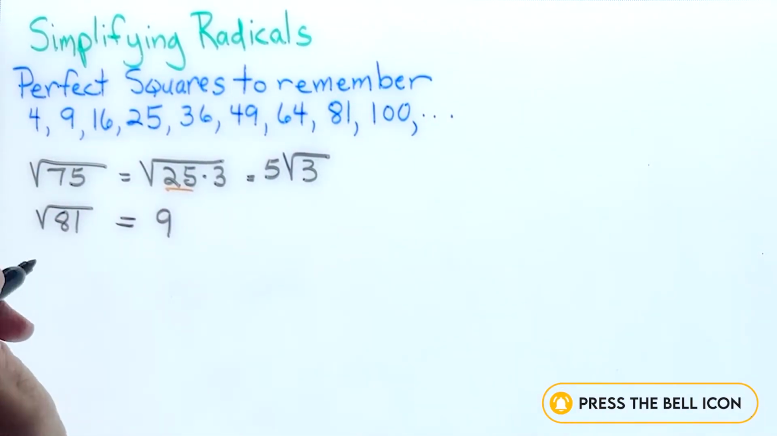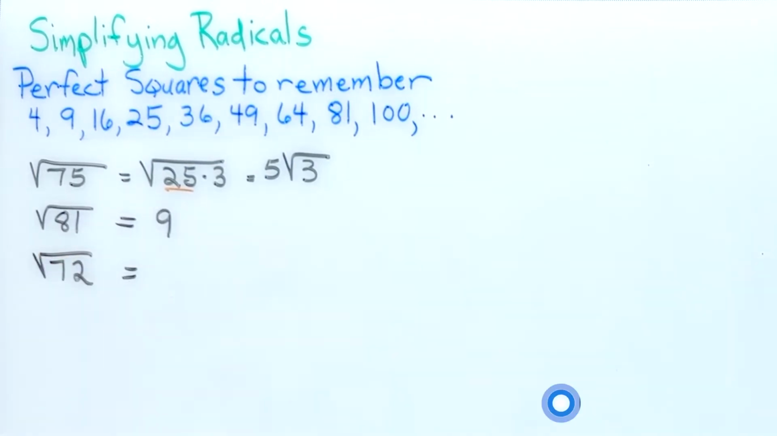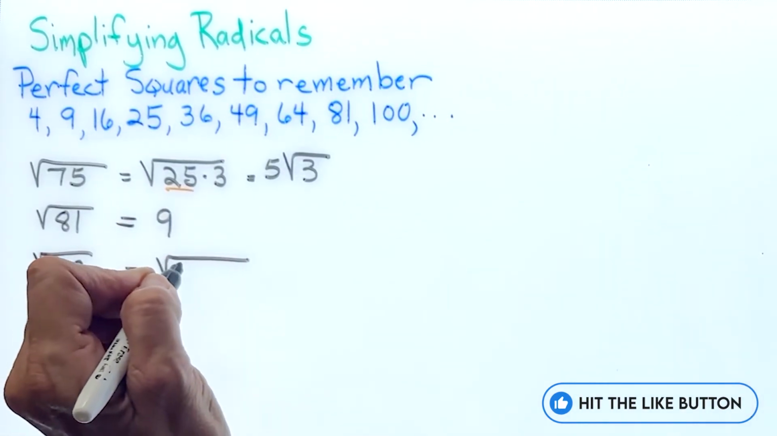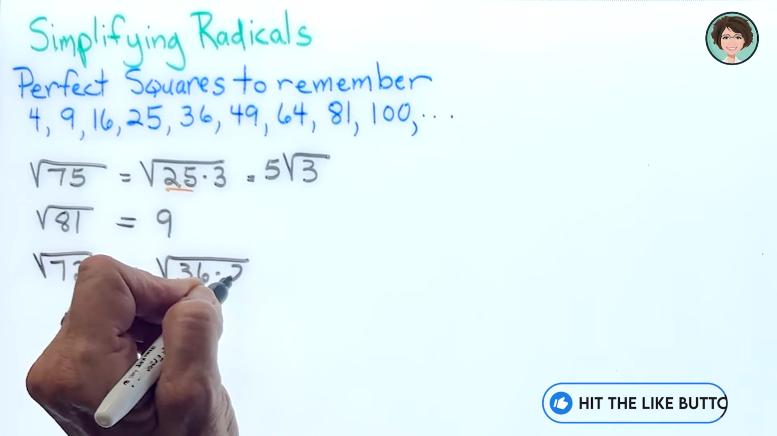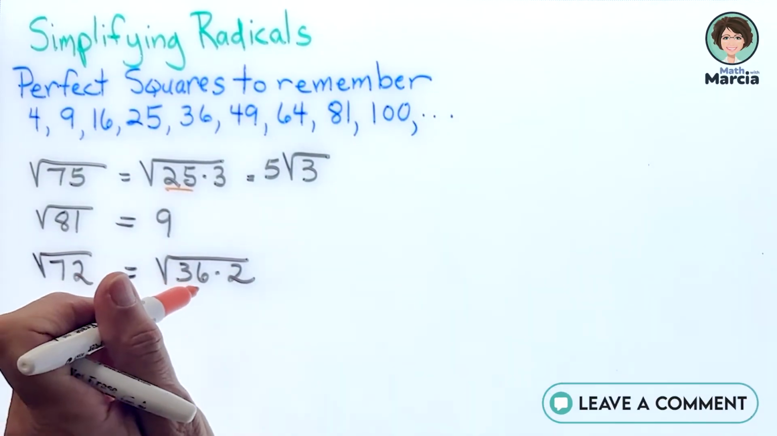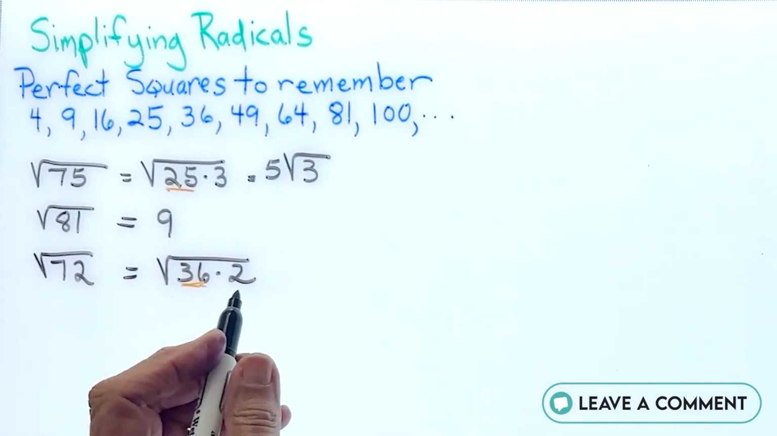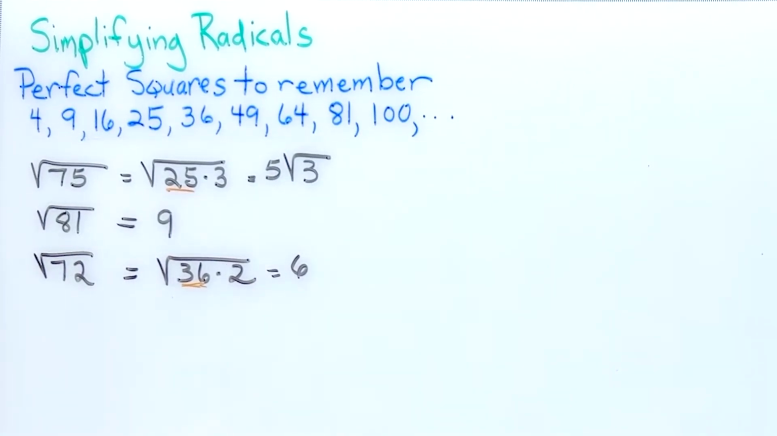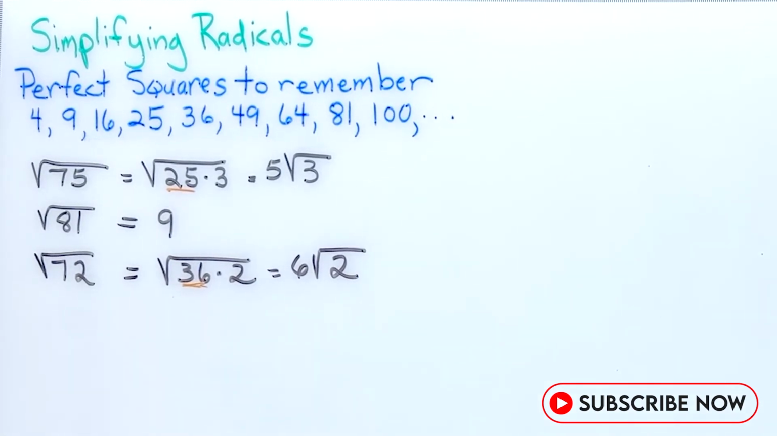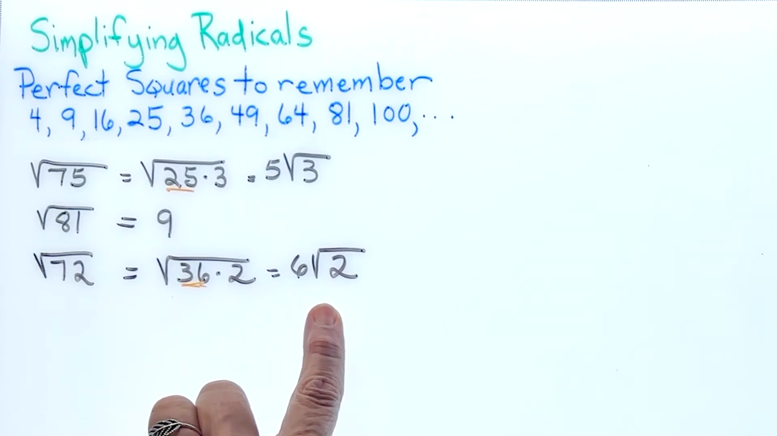We are now going to simplify the square root of 72. Well, knowing my perfect squares, I know that 36 times 2 is equal to 72. Hiding inside those factors, here we have a perfect square. So the square root of 36 is equal to 6, and our 2 is left inside the square root symbol. So the square root of 72 is 6 square roots of 2.